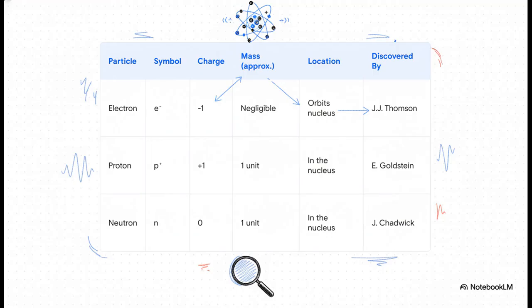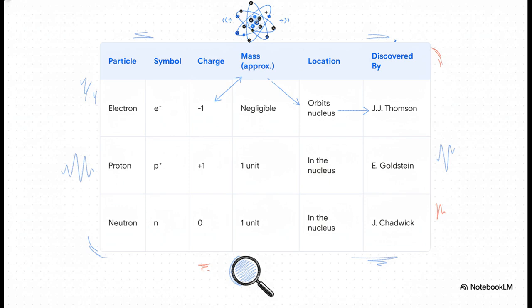Now this table is super important for your exam, so let's go through it carefully. There are three main subatomic particles. First, the electron, discovered by J.J. Thomson. Its symbol is e-, and it has a negative charge of -1. Its mass is so small that we consider it negligible, and it's found orbiting outside the nucleus.